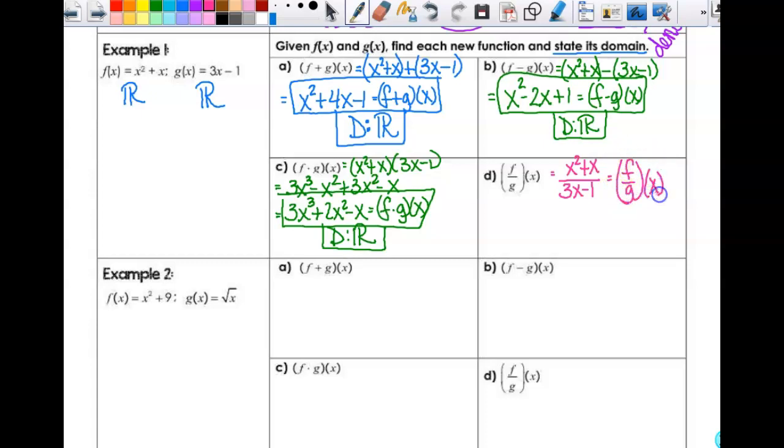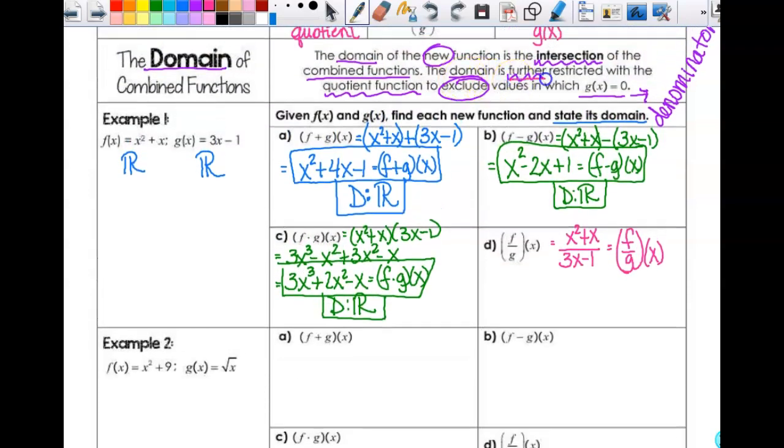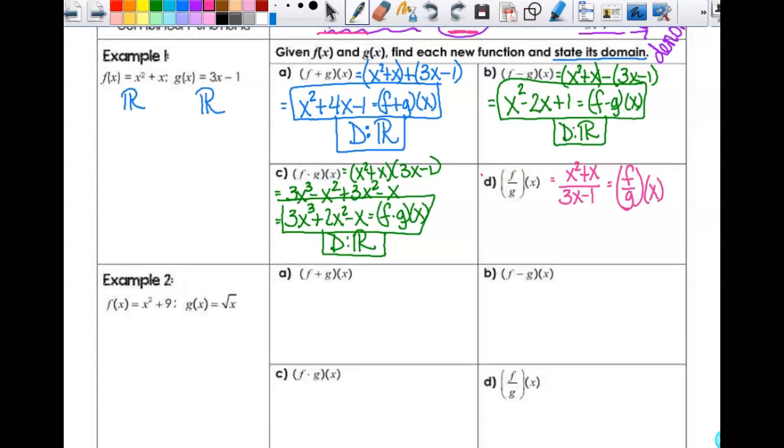The domain here is not necessarily all real numbers because it says the domain is further restricted with the quotient function, and that's what this is, to exclude values in which g of x, or the denominator function, equals 0. So that means that g of x can't equal 0. So here's how I'm going to figure this out. I'm going to say g of x can't equal 0. Well, what is g of x? This is g of x. So 3x minus 1 can't equal 0. Then I solve for x. So 3x can't equal 1. So x can't equal 1/3.